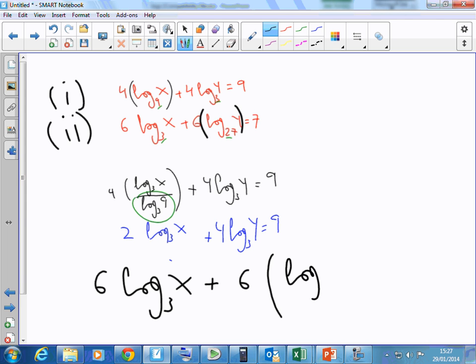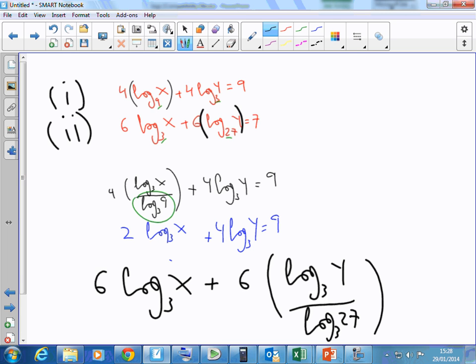Log to the base 3, because that's what I'm changing it to, of y over log to the base 3 of 27. Now, we should recognize this straight away. Log to the base 3 of 27 is the number 3. If you are stuck, whenever I see this situation, that is a number that can be found on your calculator. I repeat, that is not an algebraic expression with unknown letters L, O, and G. That is a number. In fact, in this case, that's the number 3.